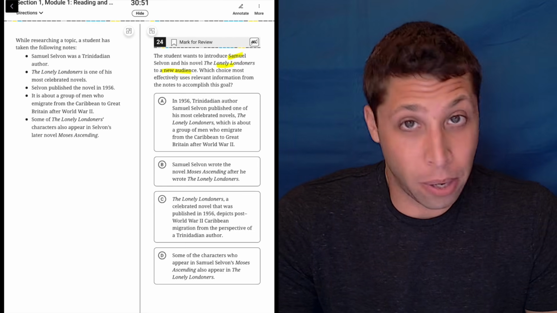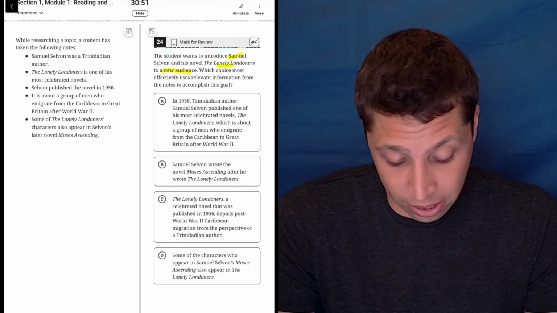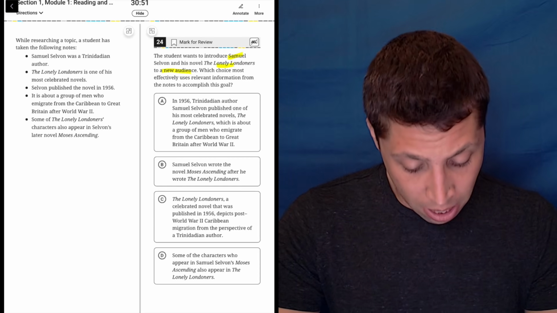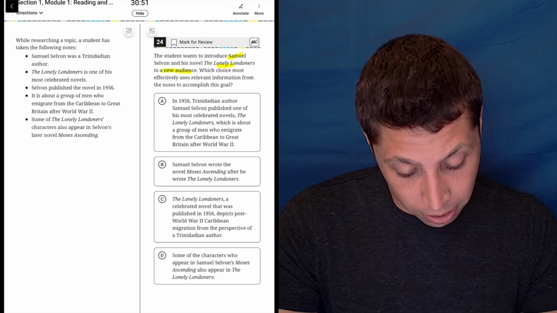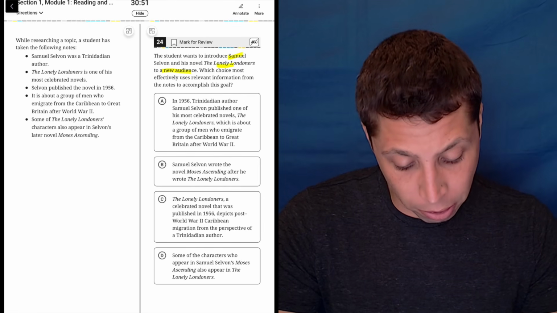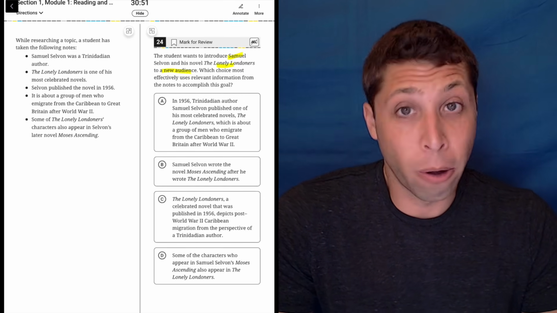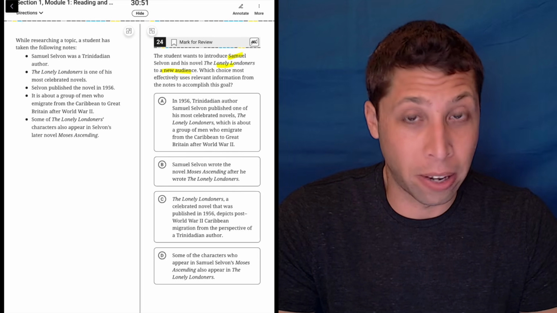Honestly, any of these could be useful information to someone who doesn't know who this person is. So I guess it's all about the presentation. In 1956, Trinidadian author Samuel Selvin published one of his most celebrated novels, The Lonely Londoners, which is about a group of men who emigrate. So that seems thorough. I feel like I don't know much about him until I read that sentence.